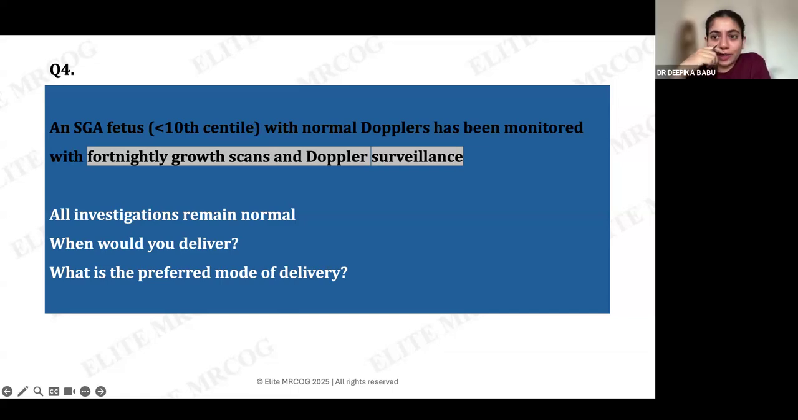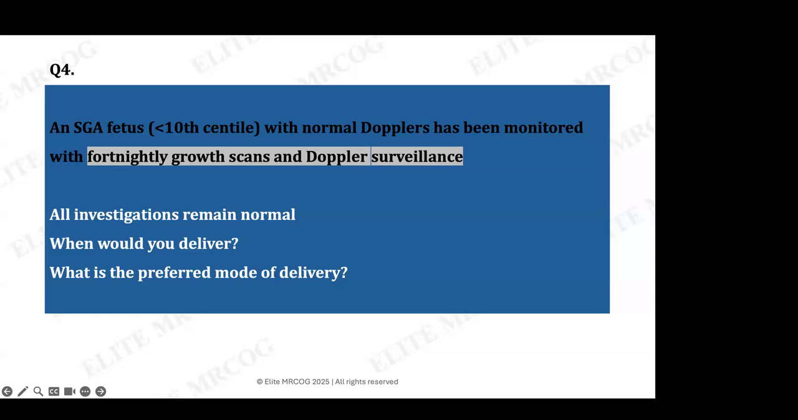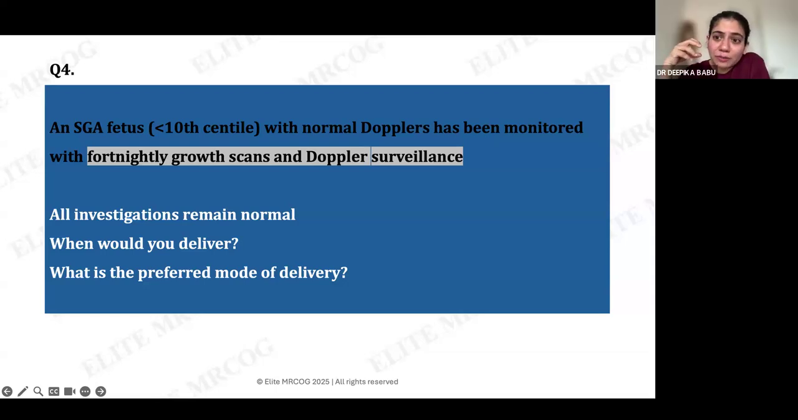No, let's not get confused in here. Everything is normal. Okay? Everything is normal. She has come to you at around 36, 37 weeks. And she's saying, Doctor, everything is normal. When are you going to deliver? We will take her till 39 weeks, 6 days. Why are you getting confused with a reversed absent end-diastolic?